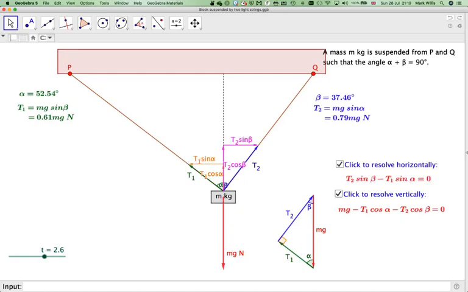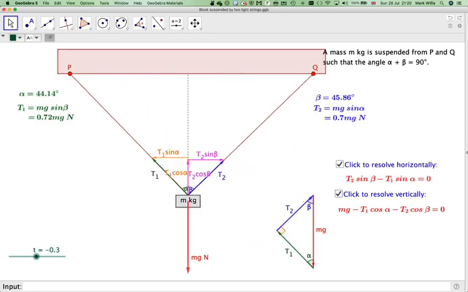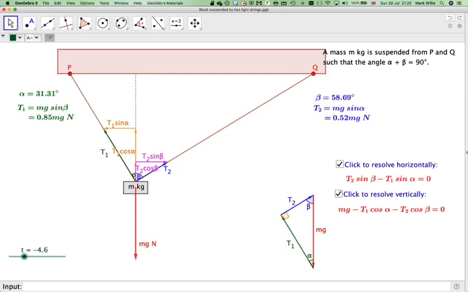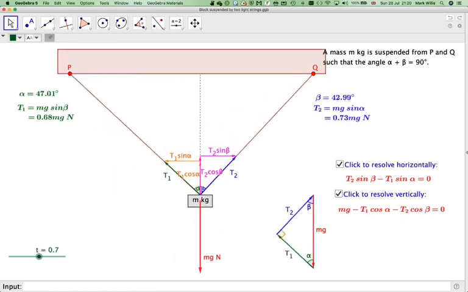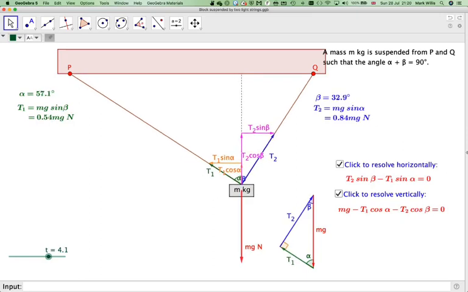And to put them together, we can see like that. We can see how the components actually change, and this is how you solve a system like this.